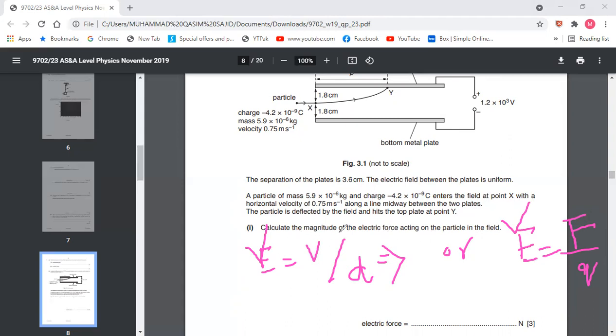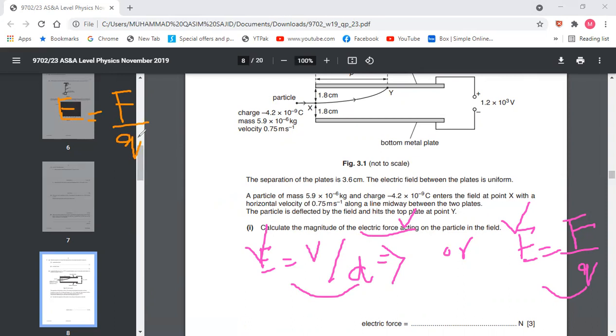Now we have to find the electric force. What will be my choice to find the electric force? E equals F upon Q, I think. Yes, definitely. Sir, in the formula, is V representing velocity or something else? No, no, V is basically potential difference, Abdullah. Okay, potential difference. E equals F upon Q.